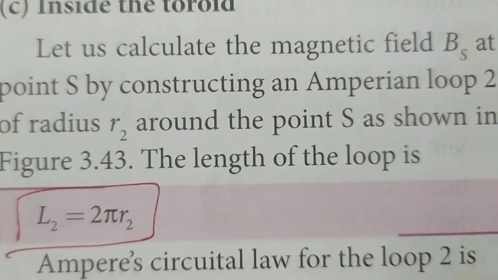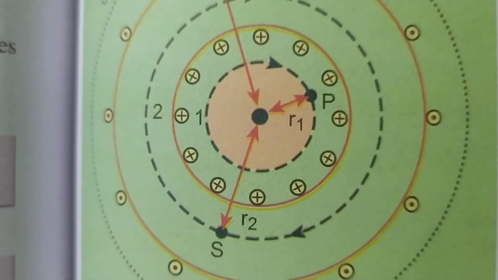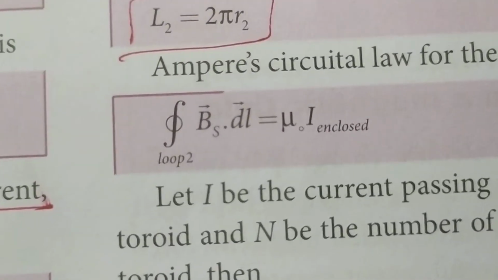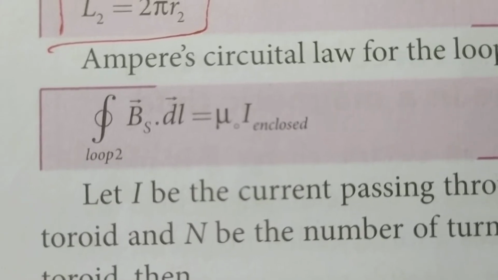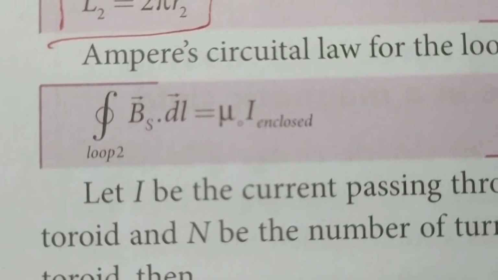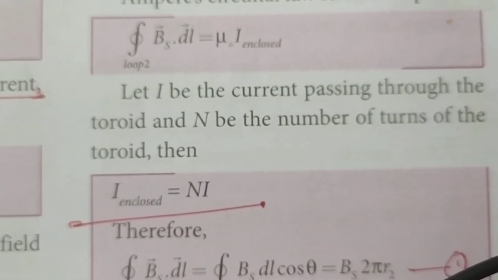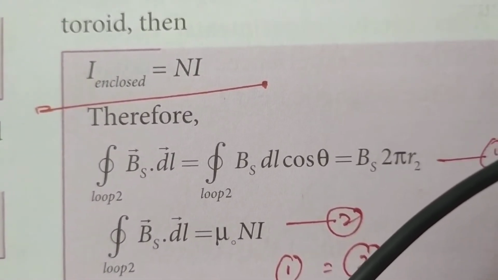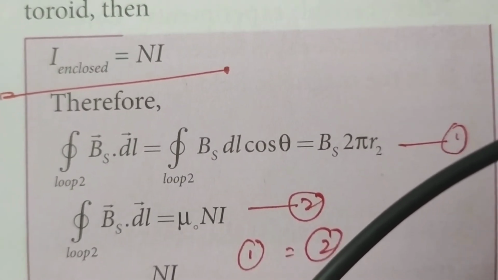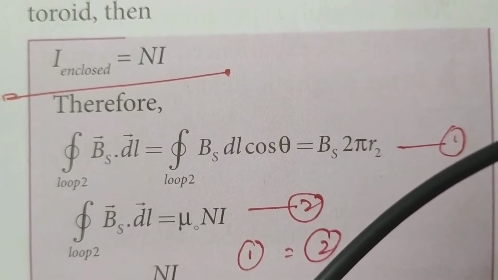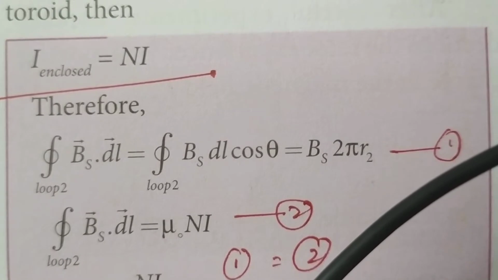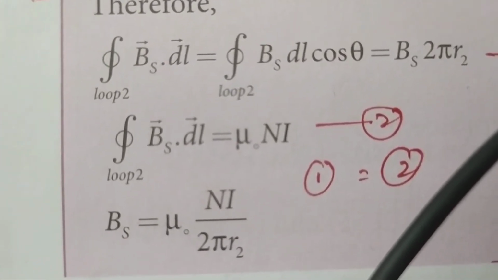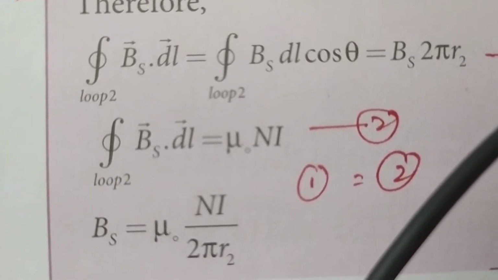Next, inside the toroid, for that you consider the point S, and here you take the radius as r2. And L2 is equal to 2 pi r2. As usual, you take the Ampere's circuital law equation: the integral for loop 2 of Bs vector dot dl vector is equal to mu naught I enclosed. Here, when n is the number of turns of the toroid, then I enclosed is equal to nI. Therefore the integral for loop 2 of Bs vector dot dl vector is, since this is a dot product, expanded with cos theta, and here B vector and dl vector act in the same direction, so theta becomes 0. So you will get Bs times the integral of dl, which becomes 2 pi r2. But already you know this equation: the integral over a closed loop of Bs vector dot dl vector is equal to mu naught nI. This is the solenoid equation.